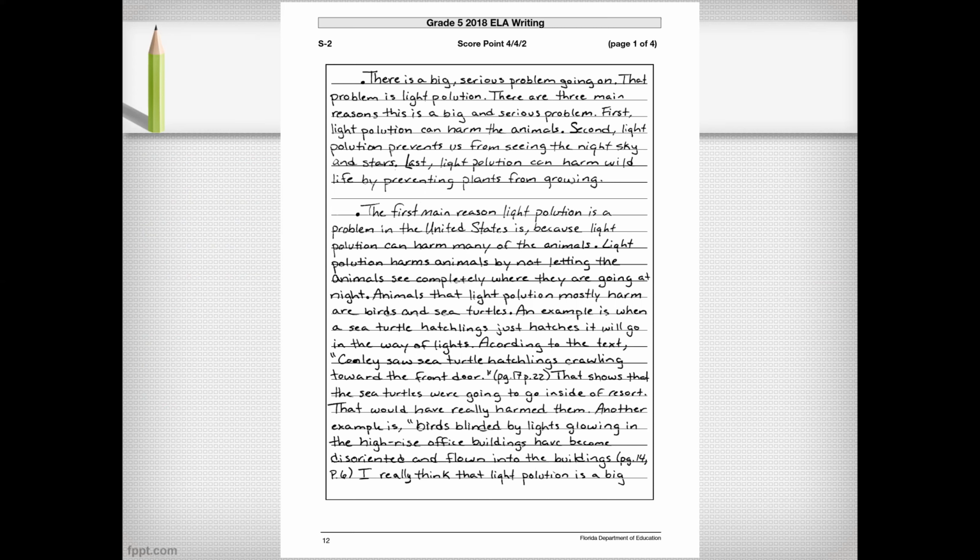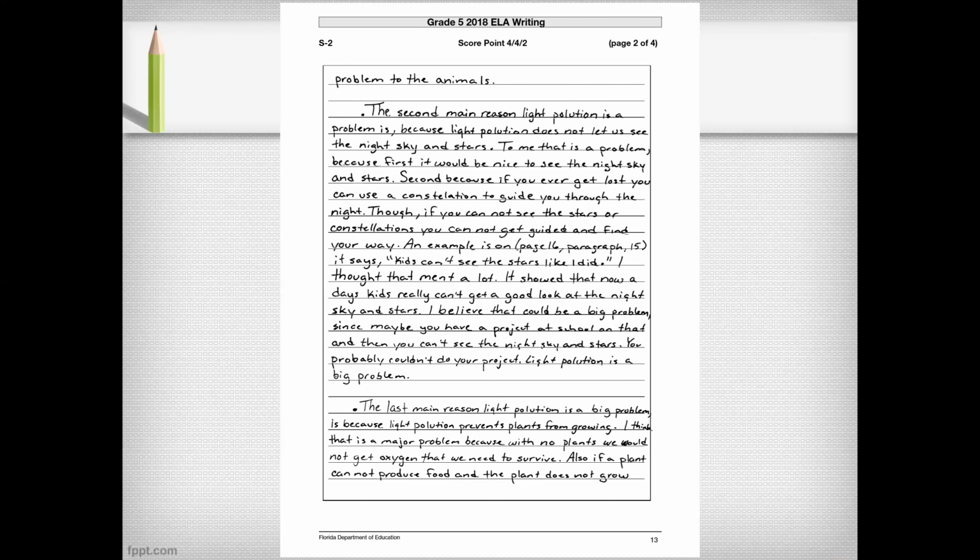The first main reason light pollution is a problem in the United States is because light pollution can harm many of the animals. Light pollution harms animals by not letting the animals see completely where they are going at night. Animals that light pollution mostly harm are birds and sea turtles. An example is when a sea turtle hatchling just hatches, it will go in the way of the lights. According to the text, Conley saw sea turtles hatchlings crawling toward the front door. Page 17, paragraph 22. That shows that sea turtles were going to go inside of the resort. That would have really harmed them. Another example is birds blinded by lights glowing in the high-rise office buildings have become disoriented and flown into buildings. Page 14, paragraph 6. I really think that light pollution is a big problem to the animals.